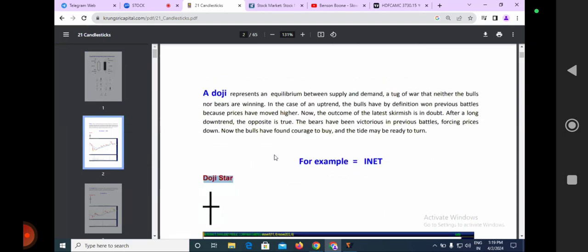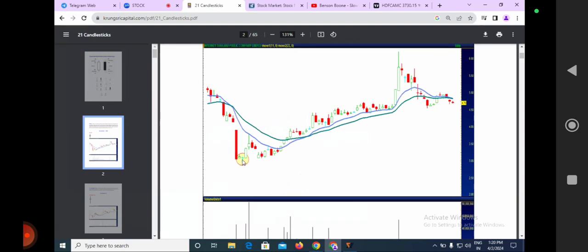See, now how you have identified this doji candle. Exactly in this particular stock, in the bottom, you can find a doji candle. And now what is this doji candle? As I told you, it is an equilibrium between the demand and supply. In layman's language, there is a tug of war between the bulls and bears.